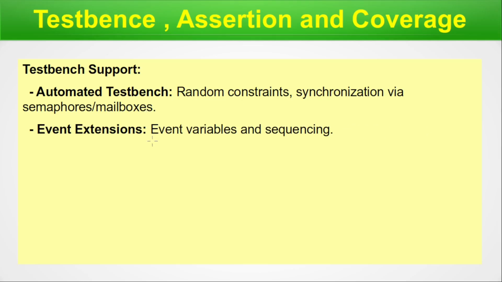Event extension, event variables and sequencing. And we expand this concept like this. In SV, new features were added to handle events. Events means digital events that happens inside the circuit more flexibly, like storing events in variables and setting up sequences of these events for testing. That means we have a precise control over the events.